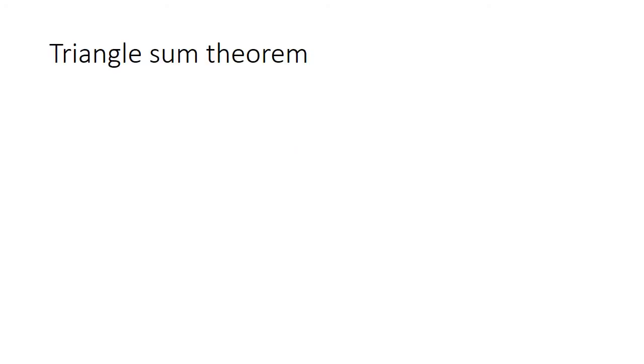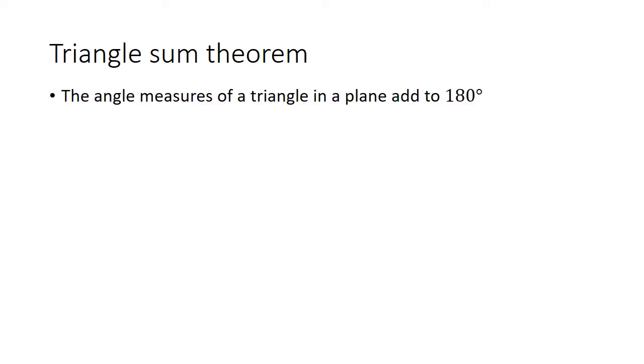So we're going to start off with the triangle sum theorem, which basically says that if you take all three angles within a triangle in a plane, they're going to add up to be 180 degrees. So these three are going to add up. When you add up the 43, the 58, and the 79, they are 180 degrees. So no matter what triangle you have, they have to add up to 180 degrees.